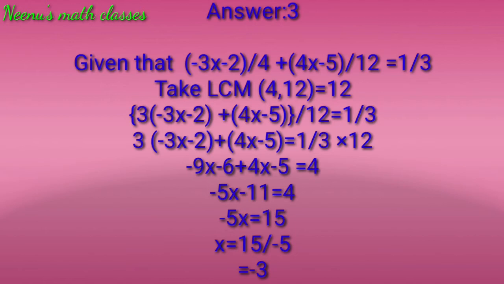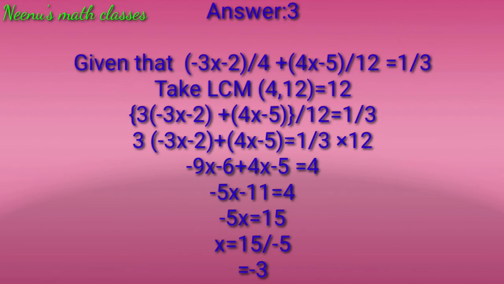Then in the LHS, we open the bracket. We got minus 9x minus 6 plus 4x minus 5 equal to 12 divided by 3, we got 4. Then in the LHS again collecting the x terms, we got minus 9x plus 4x, we got minus 5x. Then minus 6 and minus 5 we get minus 11, which is equal to 4.